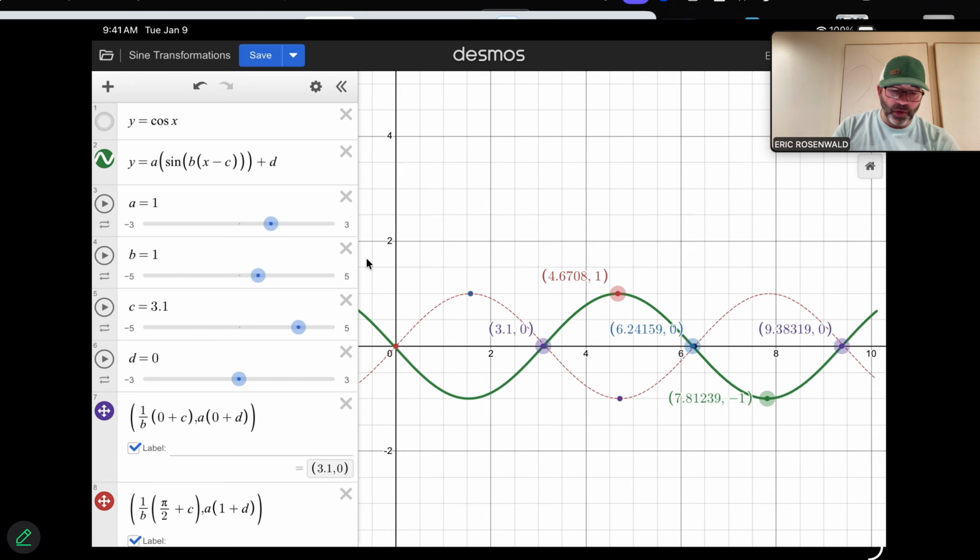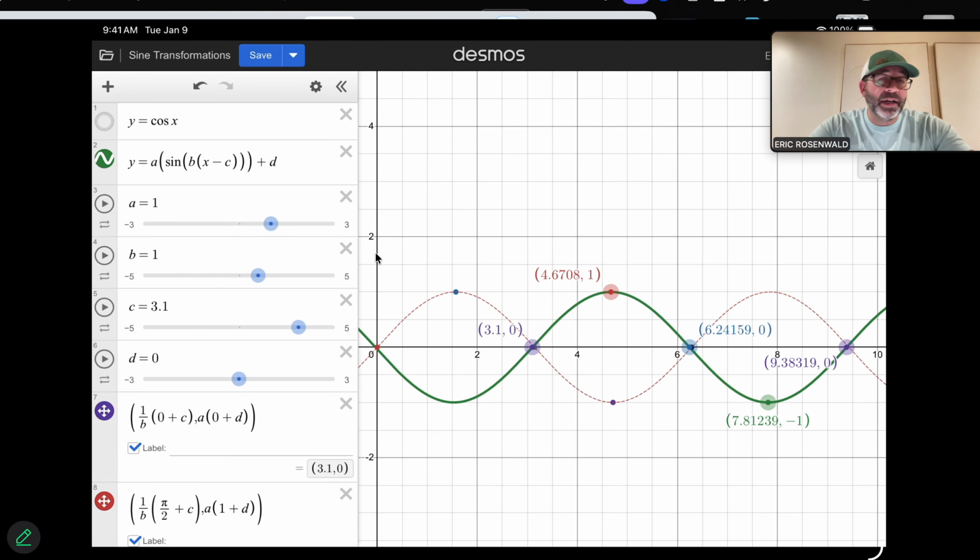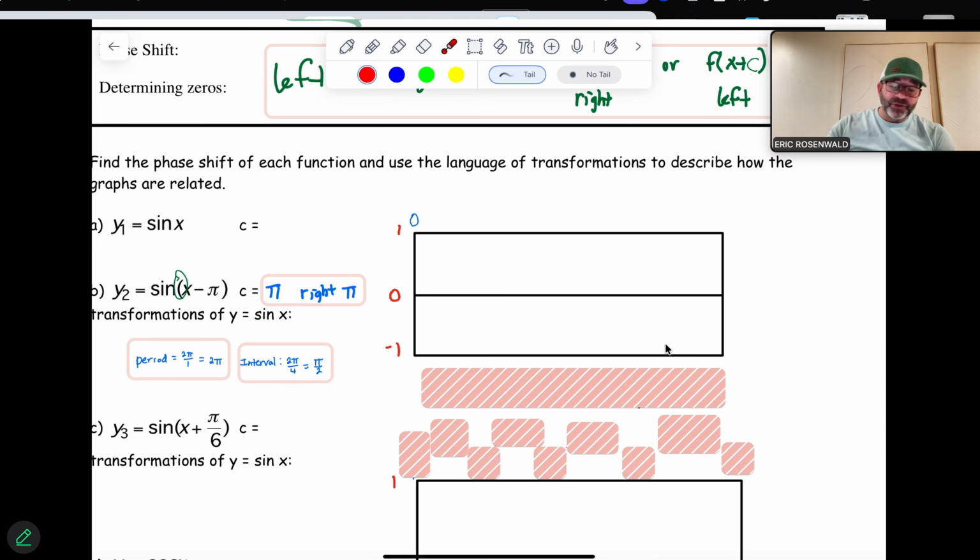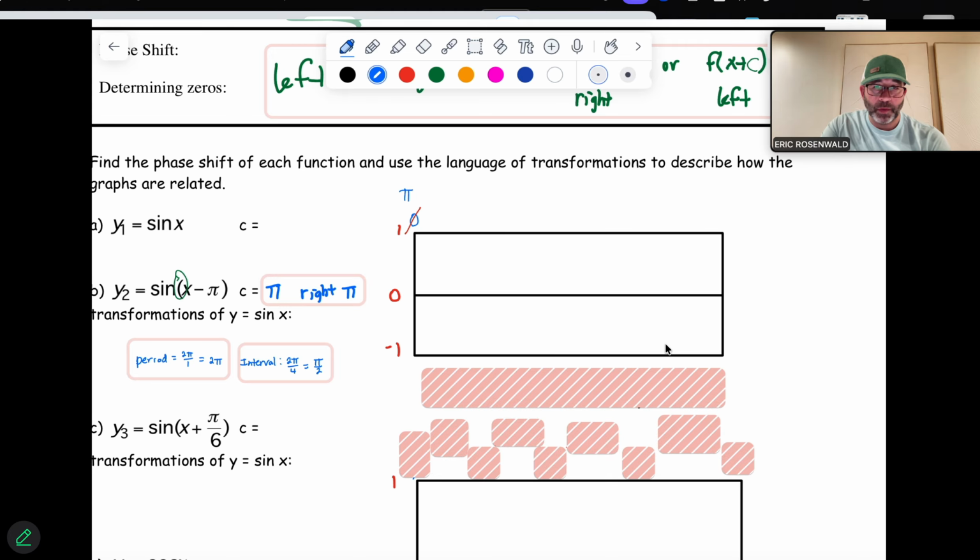Okay? And what we can see is that the entire graph is still intact exactly as it was, but all of my points shifted over, this point, this point, every one of my points. The whole graph shifted by pi, which is 3.14. So my graph no longer starts at 0. It's now shifted to the right, to 3.14 or pi. Okay?